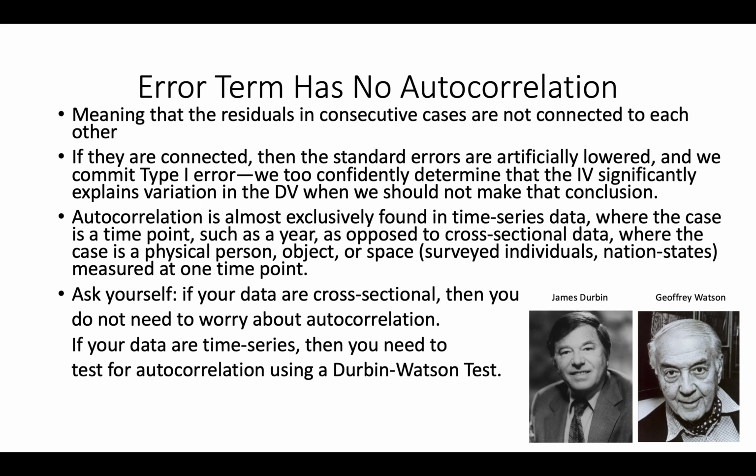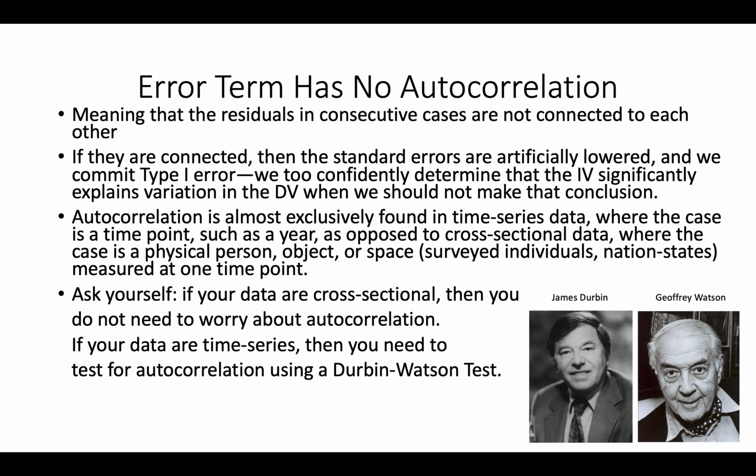In contrast, the consecutive cases in time series data sets are often years, or quarters, and there would be a very close connection between those cases. For instance, GDP per capita in 1970 is very close to the GDP per capita in 1971, which is very close to the GDP per capita in 1972, and so on. Thus, errors in predicting GDP per capita are closely aligned.